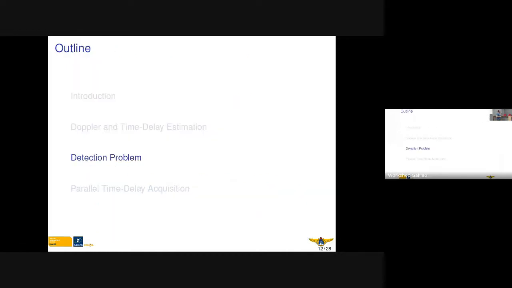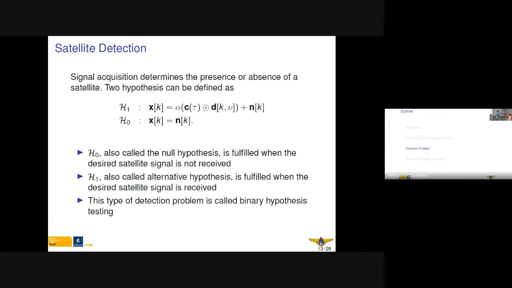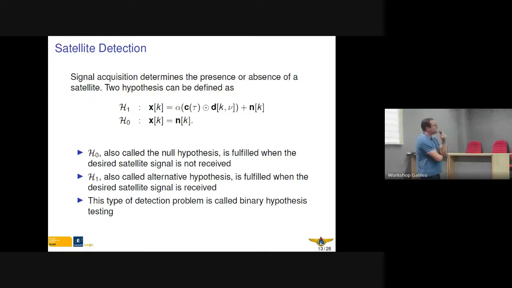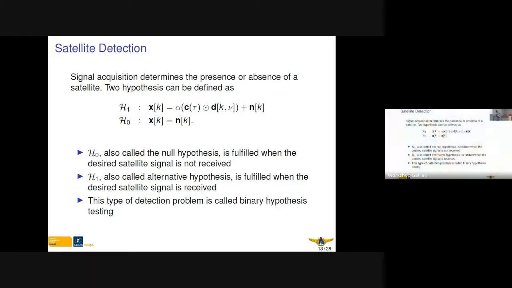So let's talk about the detection problem. We talked now about the estimation problem. Let's talk about the detection problem, because we need to detect whether the satellite signal is present or not. And at the same time, we need to estimate the parameters of each satellite, whether it's present or not. So it's a joint problem. So the signal acquisition determines the presence or absence of a satellite. We have the two hypotheses.